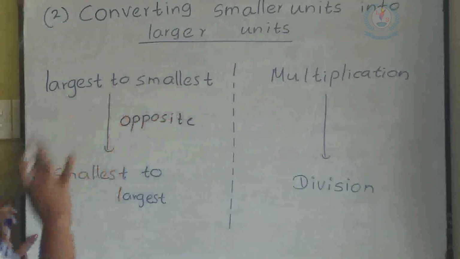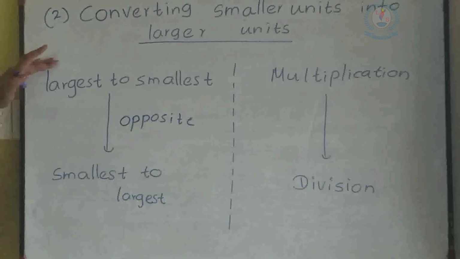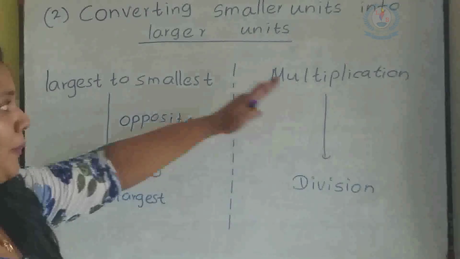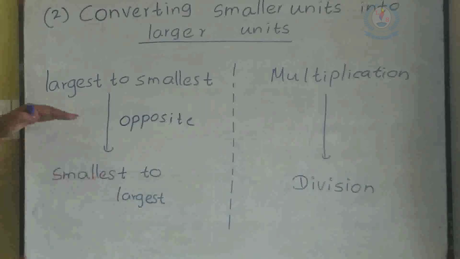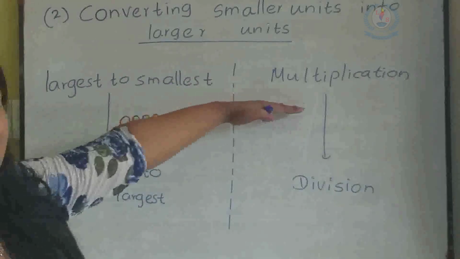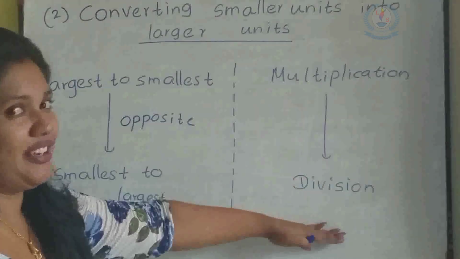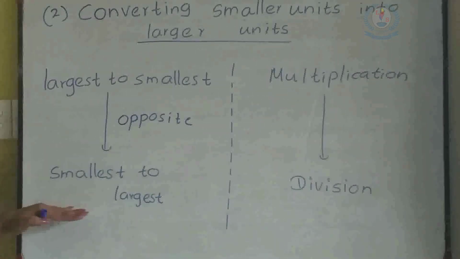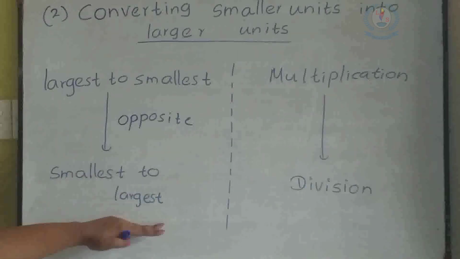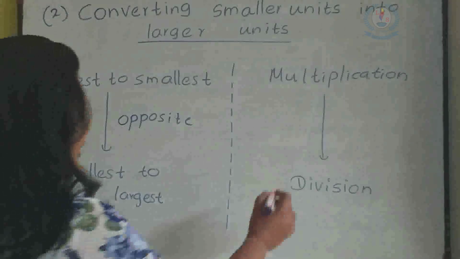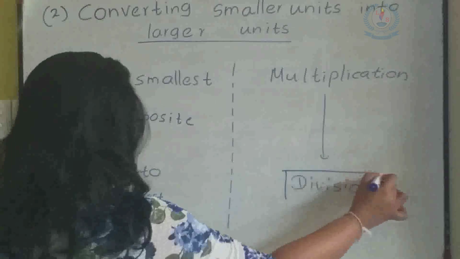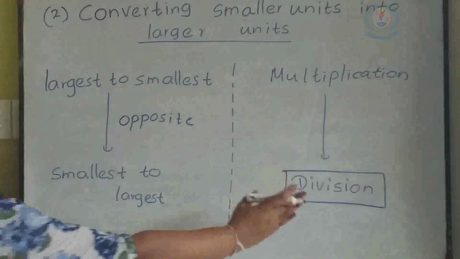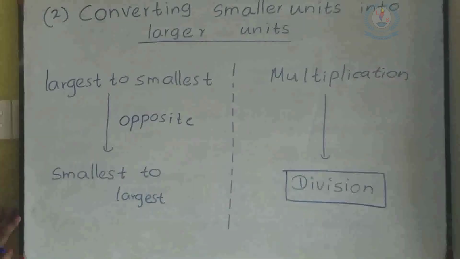This is the opposite of the first subtopic. In the first subtopic, when we were converting a larger unit into a smaller unit, we did multiplication. Since this is the opposite of the first subtopic, what is the opposite of multiplication? Division. When we are converting smallest to largest, that means converting a smaller unit to a larger unit, we need to do division. Remember that one first.